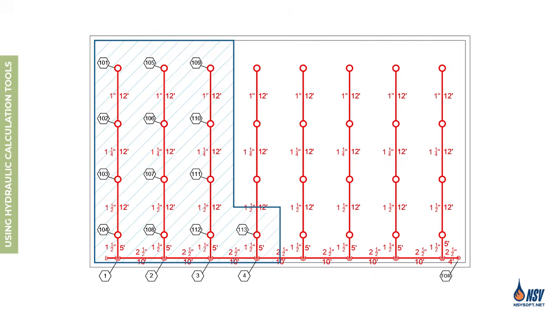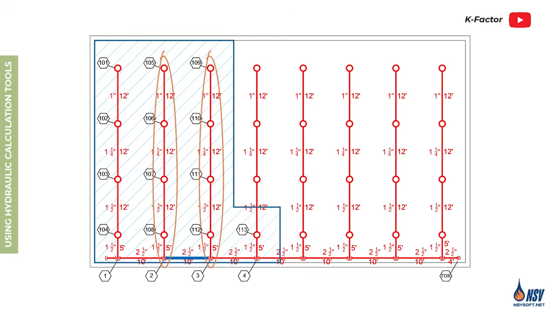In section 6, which lies between nodes 2 and 3, we need to calculate the flow rate of sprinklers 105 to 108. As explained in the previous videos, we can apply the equivalent K-factor method for this calculation. Since the second and third branch lines are identical to the first branch line, we can use the equivalent K-factor of the first branch line to determine the flow rate of the similar branch lines.